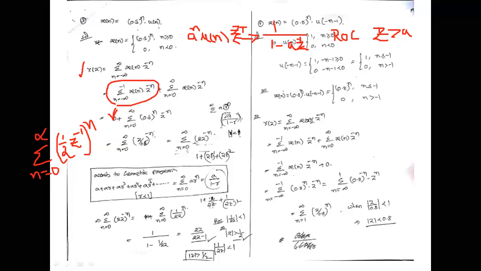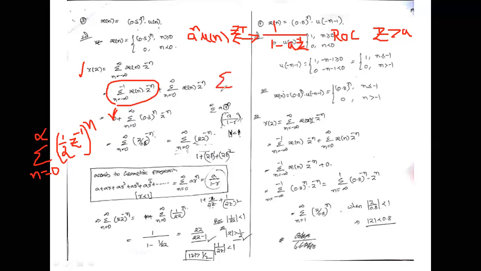We know the formula: sum of n equal to n1 to n2 of a power n is a power n1 minus a power n2 plus 1 by 1 minus a, and a is greater than 1. In that we can substitute the values, or you can expand. Here the expansion is: a plus ar plus ar squared plus ar cube and ar power 4 and so on, that is a by 1 minus r. Got it, my dear students?